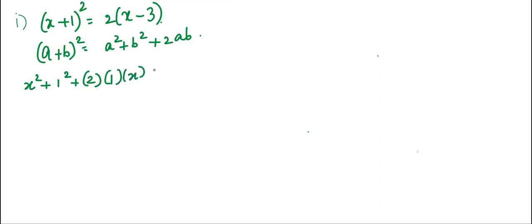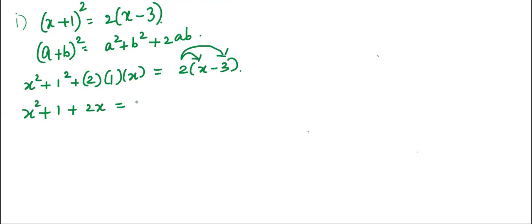Now what is there on the right side? That will be 2 times x minus 3. Now this is x square, so 1 square will be 1, plus 2 into 1 into x will be 2x. So 2x is equal to, now do the distributive property. So 2 into x, then minus 2 into 3. So that will be 2x, then the minus sign, then 2 into 3 will be 6.